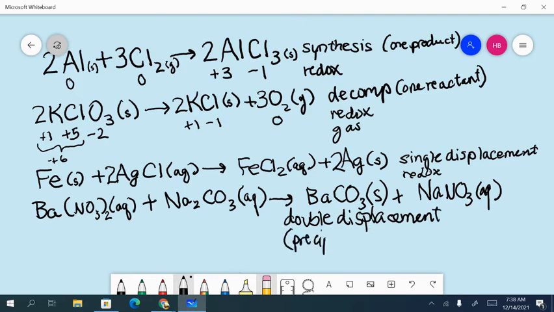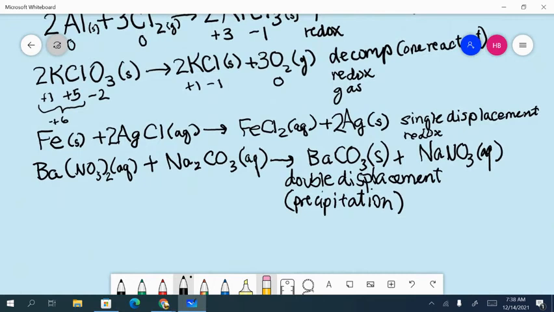And when you have a precipitation, remember, double displacements are never redox. When you have a precipitation reaction, formation of a solid is always the driving force.